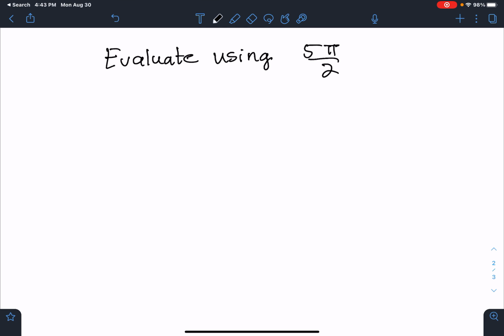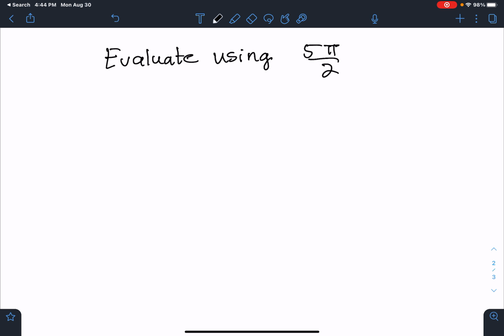One thing I wanted to do, because I felt like I didn't do a lot of these examples in class, is evaluate the 6 trigonometric ratios using one of the quadrantal angles. So these are the angles that are on the actual coordinates. So this is 5 pi over 2.